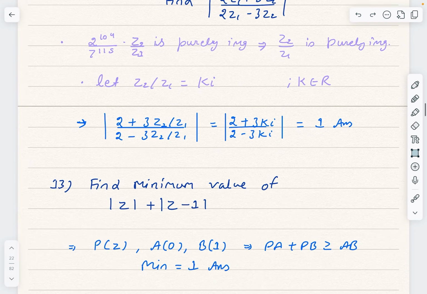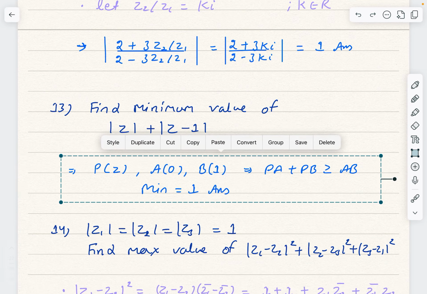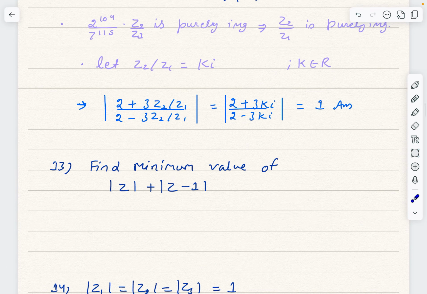Okay, guys, next problem. Find the minimum value of |z| + |z − 1|. I'll discuss this problem myself also.